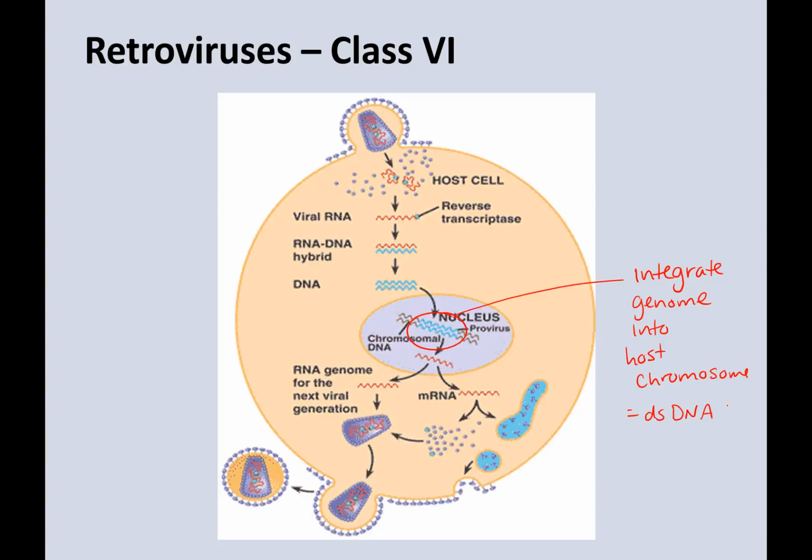So retroviruses produce their mRNAs using the host RNA polymerase. So in this sense, even though they start with an RNA genome, they express genes just like a DNA virus.